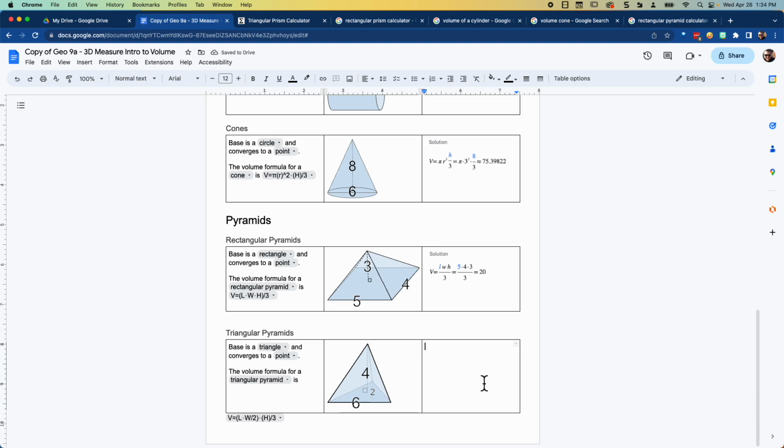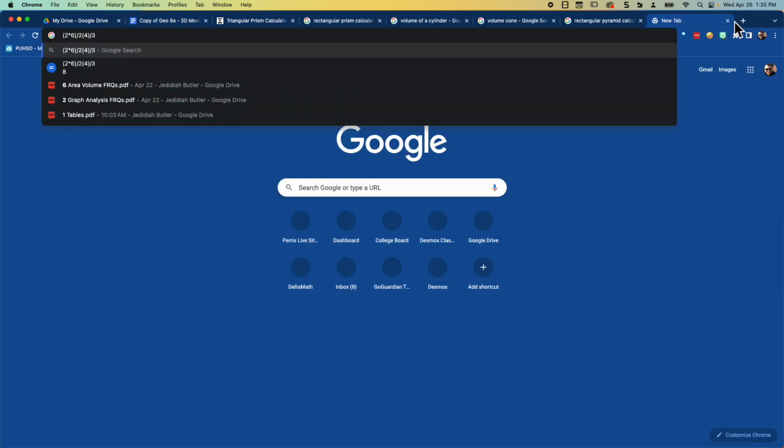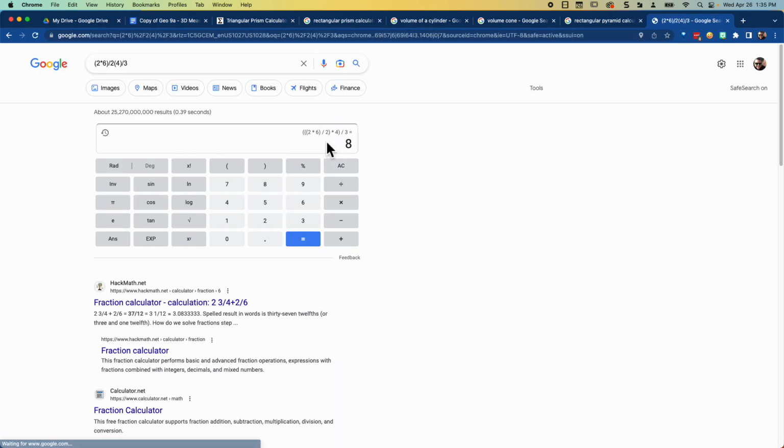So for the calculation, I'm just going to say volume equals 2 times 6 divided by 2. So 2 times 6 divided by 2. That gives us the triangle. But then we're going to multiply that by 4 and then divide all of that by 3. So let's just type that into a calculator. And that gives us 8.